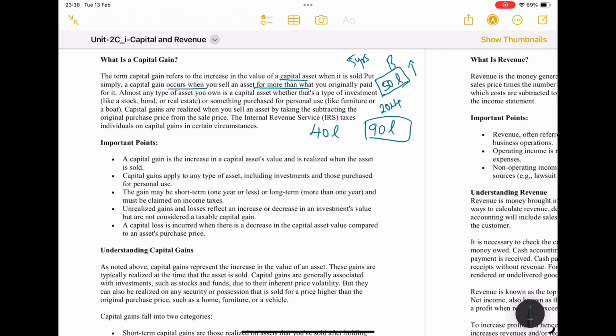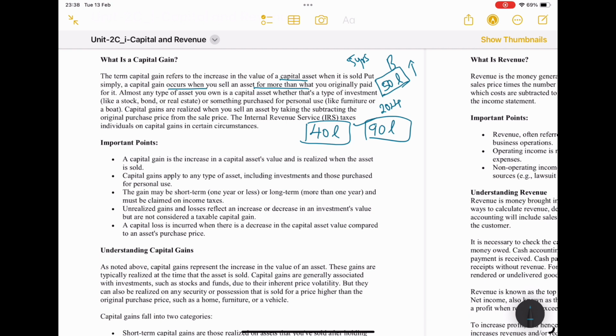Now basically you purchased a building worth 50 lakh, and now you are selling it for 90 lakh. The 40 lakh difference you have, we are going to consider this as a capital receipt, since it comes from selling a capital asset.